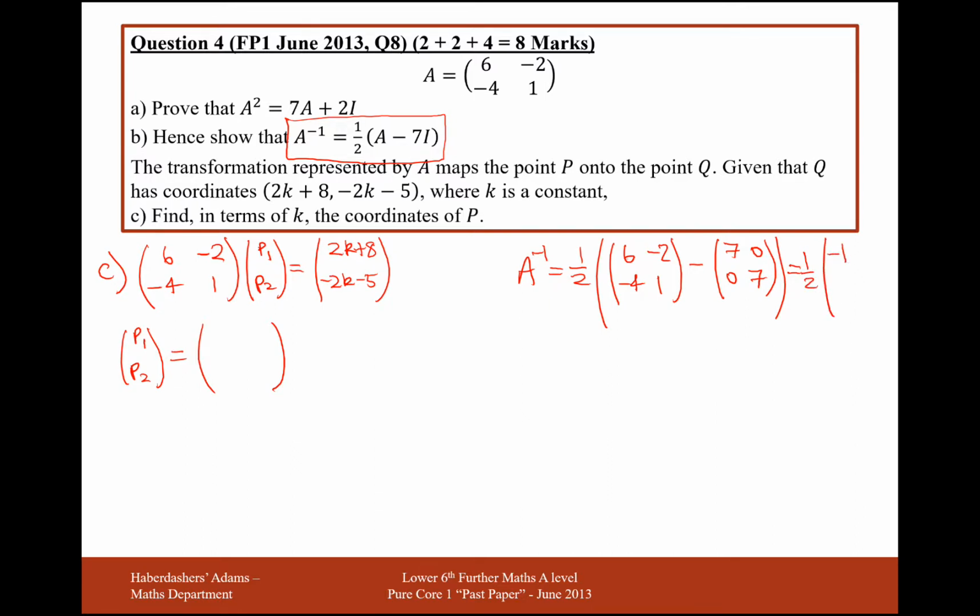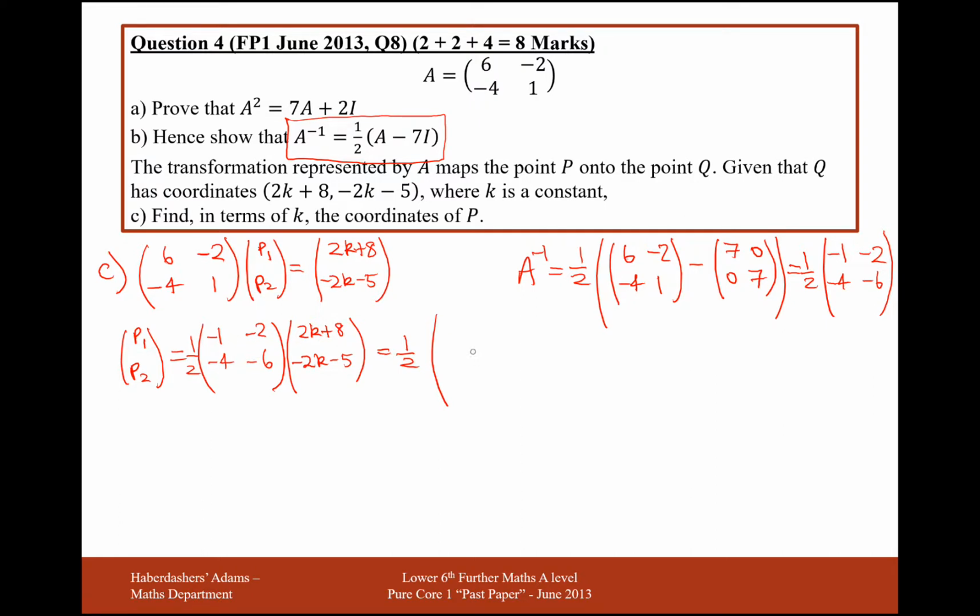6 take away 7 is minus 1, minus 2 take away 0 is minus 2, minus 4 take away 0 is minus 4, and 1 take away 7 is minus 6. So my inverse A matrix is a half, minus 1, minus 2, minus 4, minus 6, times by my Q matrix, 2k plus 8, minus 2k minus 5. So, leaving the half at the front, let's expand the two matrices. We work along the row in the first matrix and down the column in the second matrix.